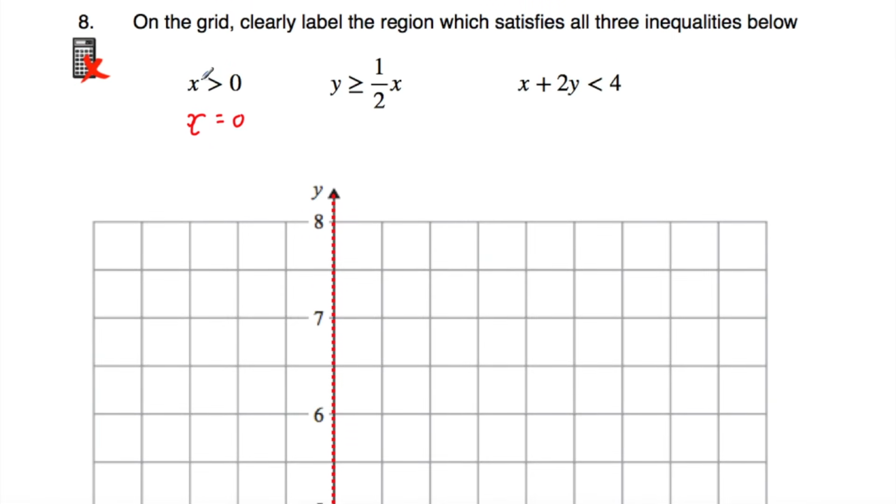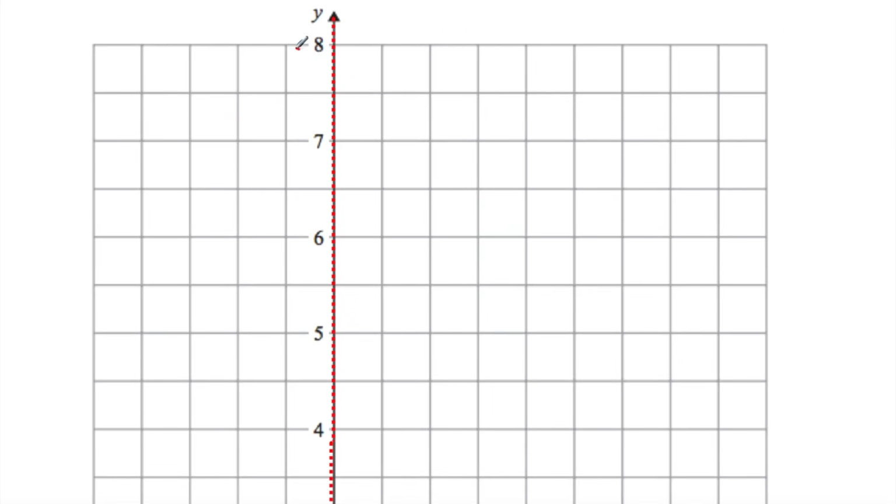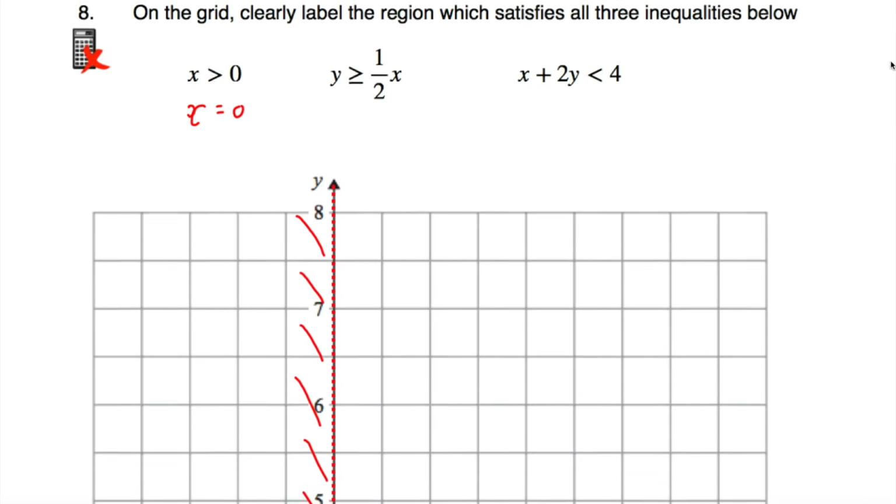And in terms of that, it says that x is bigger than 0. So that's going to be all the points to the right of that line will satisfy the inequality. So we're going to reject to the left. So let's reject to the left of that line, and everything to the right we're going to accept. Okay, so that's the first inequality.